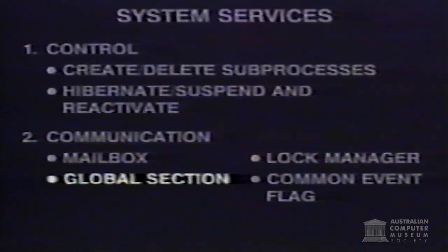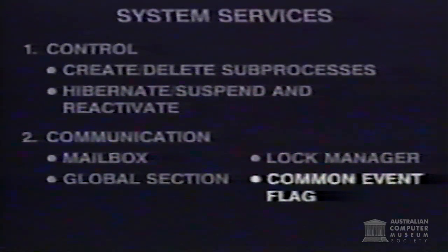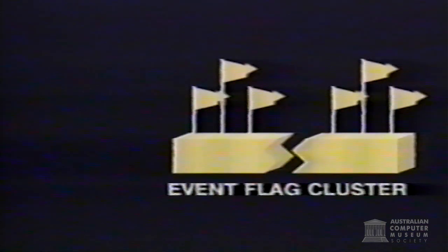While a global section allows several processes to communicate by sharing large amounts of data, a common event flag allows several processes to share a single bit of data. An event flag is a status bit used for posting an event, such as an I/O completion or an elapsed time interval. Event flags are organized into 32-bit clusters. A process may request the use of two common clusters.